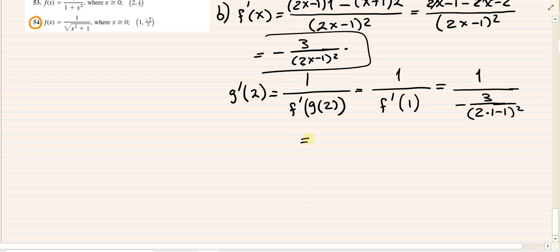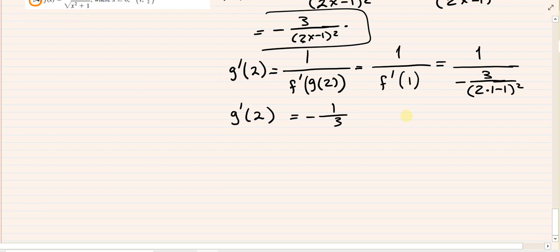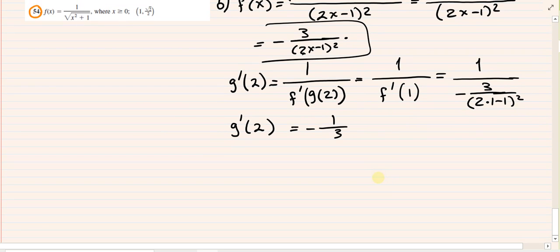And this is going to be 2 times 1 is 1 minus 1 is 1. 1 squared is 1. So the denominator is just negative 3. The answer is negative 1/3. Write it this way. So we were able to find the slope of the tangent at 2 on the inverse function, it's going to be negative 1/3. And there you have that. Very interesting, useful theorem.